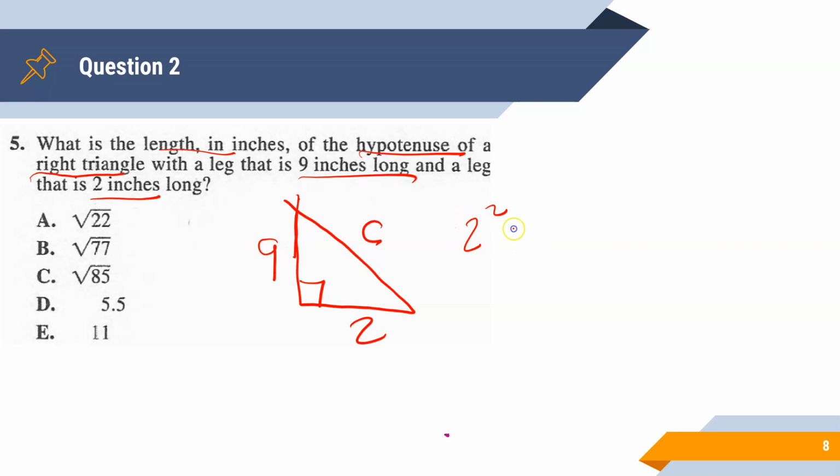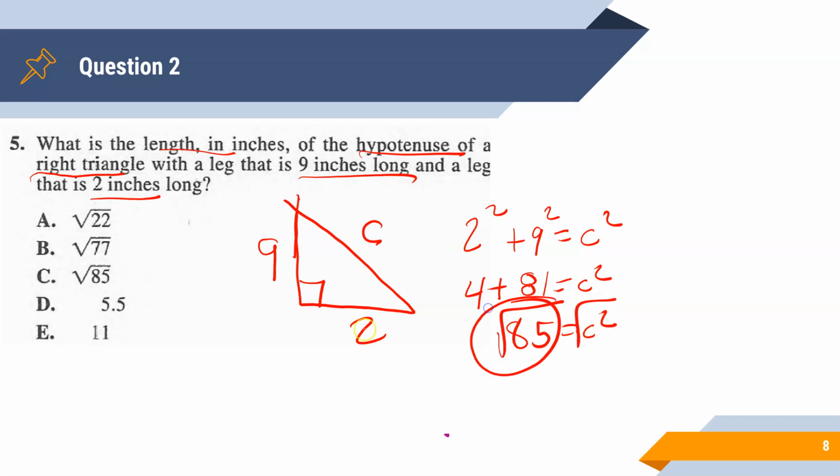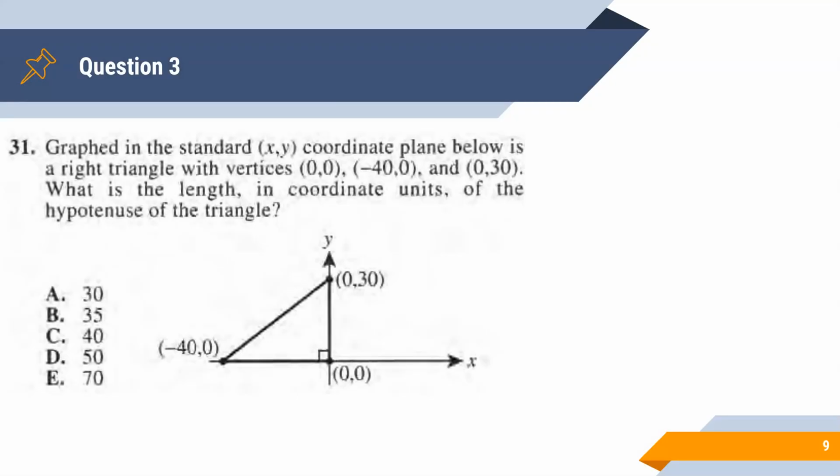2 squared plus 9 squared equals c squared. 4 plus 81 is equal to c squared, or 85 is equal to c squared. Take the square root. Square root of 85. It is right there. Okay, I want you to do the next one also. So this is one for you to do.